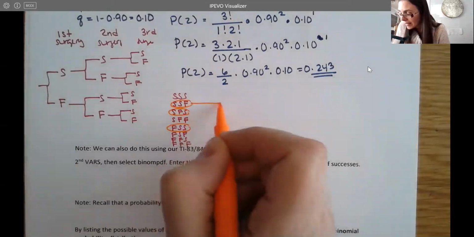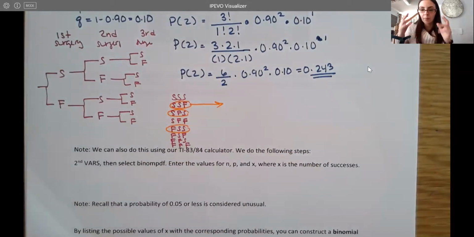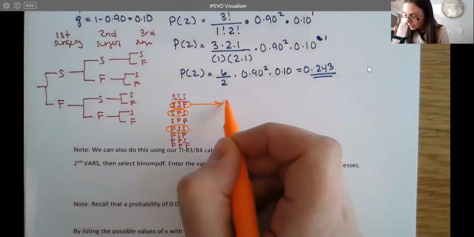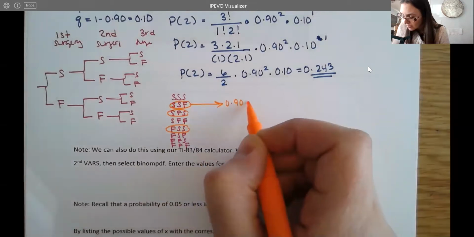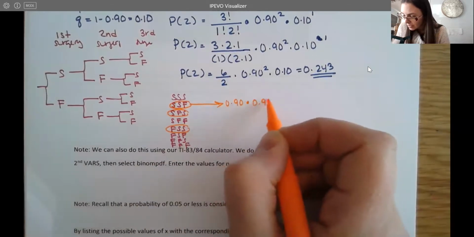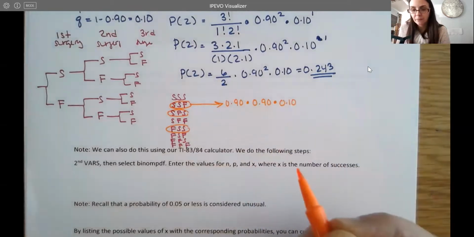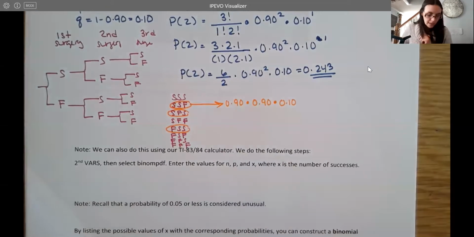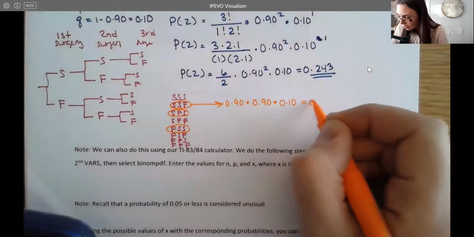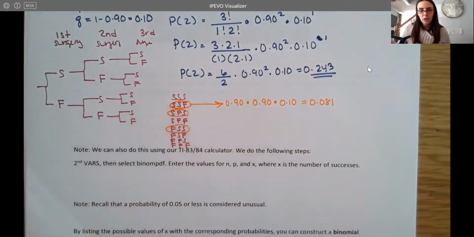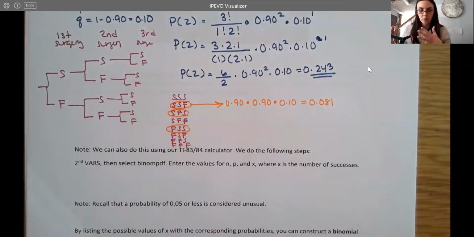So if we think about probabilities, because I don't just want the number of outcomes, I want probabilities here. Well, the chance that the first one is a success is 0.90. The chance that the second surgery is a success is 0.90. And the chance that the third surgery is a failure is 0.10. And when I multiply these out, get my calculator out here, I get 0.081. And again, because these are independent events, they shouldn't be affected along the line, so I can use those 0.9s and those 0.1s.